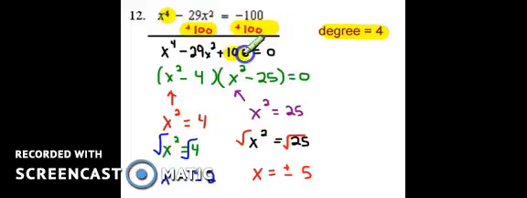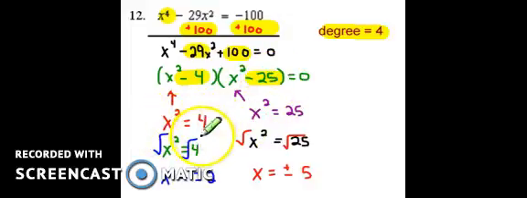What multiplies to 100 and adds to negative 29? That's negative 4 and negative 25. That multiplies to 100, adds to negative 29. Then I ask myself the question, what number minus 4 is 0? That number is 4, so x squared equals 4. What number minus 25 is 0? 25, because 25 minus 25 is 0.